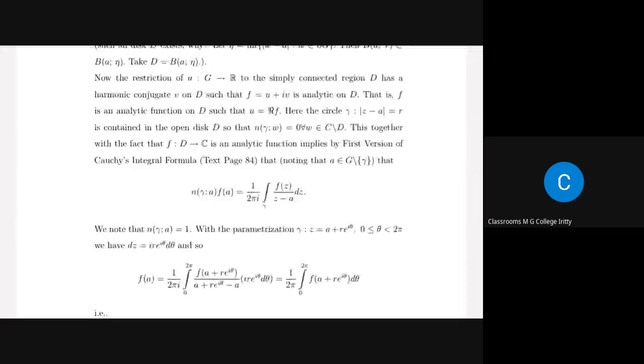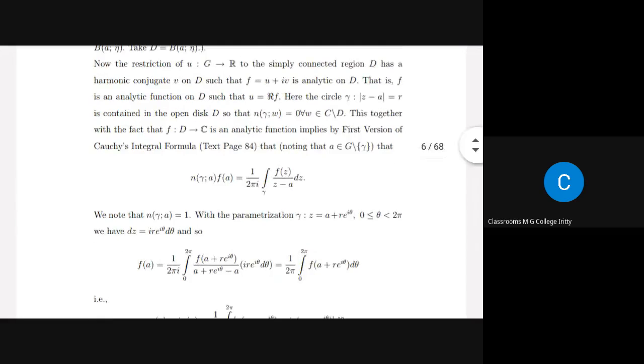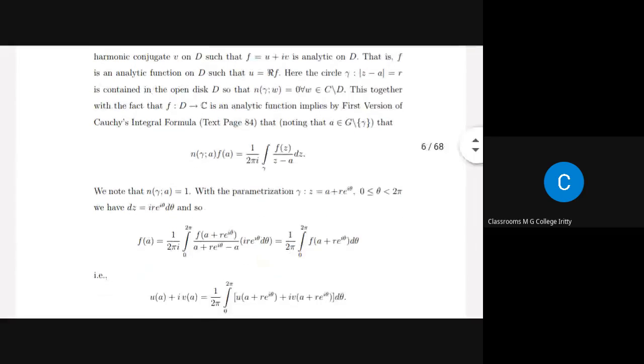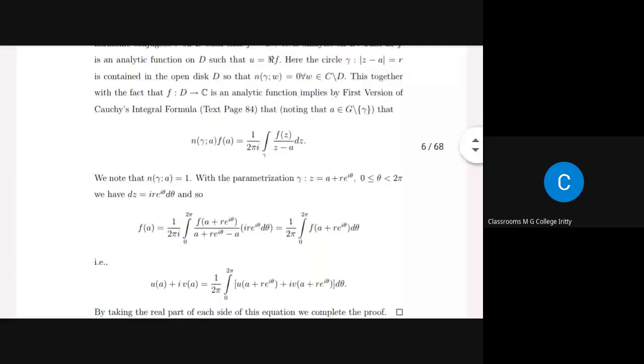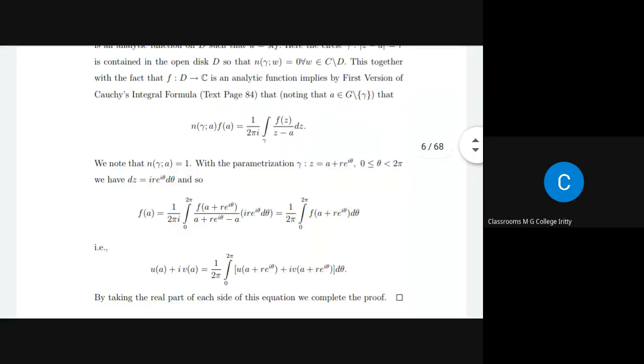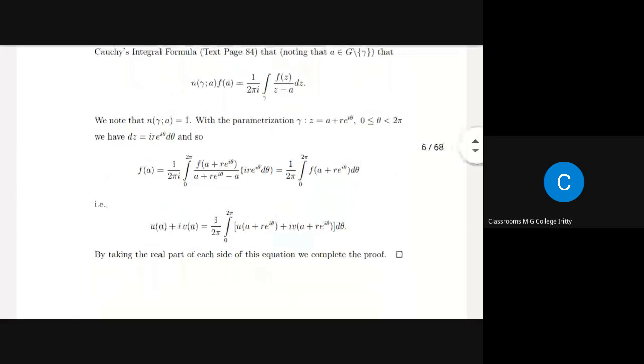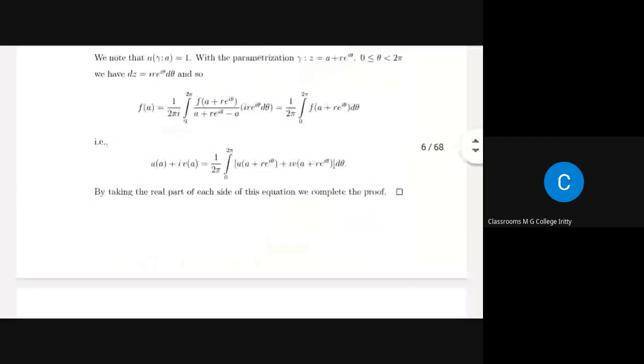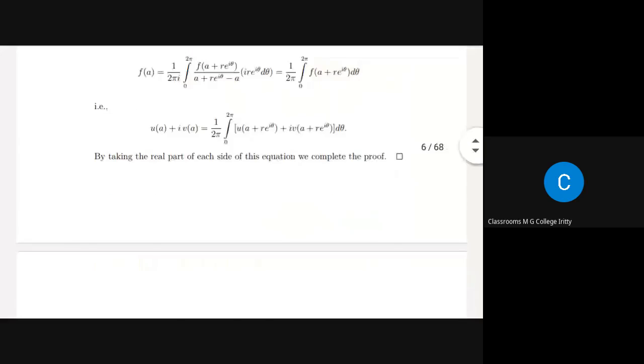Here n gamma of a equals 1, with the parameterization gamma: z equals a plus r e raised to i theta, where 0 less than or equal to theta less than or equal to 2 pi. Then we substitute z equal to a plus r e raised to i theta in the equation, and by taking the real part of each side of the equation, we get u of a equals 1 by 2 pi times the integral from 0 to 2 pi of u of a plus r e raised to i theta, d theta.